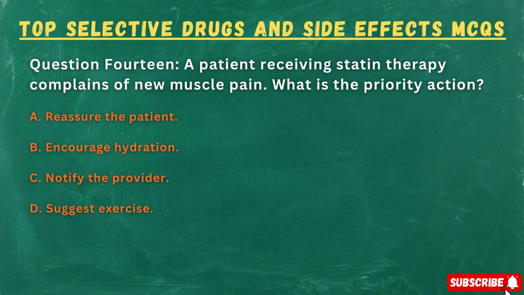Question 14. A patient receiving statin therapy complains of new muscle pain. What is the priority action? A. Reassure the patient. B. Encourage hydration. C. Notify the provider. D. Suggest exercise. Answer: C. Notify the provider.